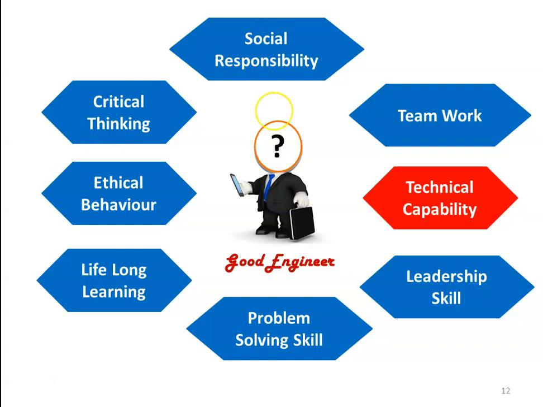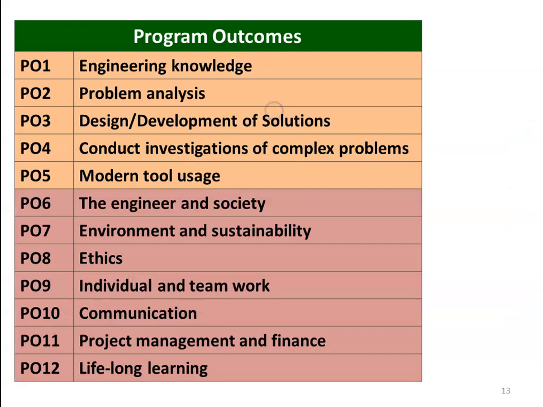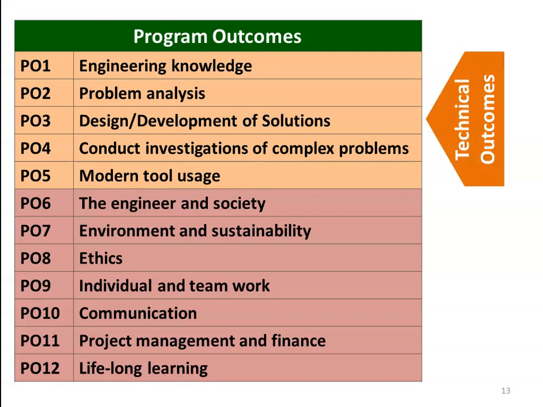All the parameters or attributes are included in the form of program outcomes. There are 12 program outcomes: engineering knowledge, problem analysis, design and development of solutions, conduct investigation of complex problems, modern tool usage, the engineer and the society, environment and sustainability, ethics, individual and teamwork, communication, project management and finance, and lifelong learning. These are all the 12 program outcomes. When we impart the knowledge of the 12 program outcomes, if the student exhibits the talent on them, they will be quality engineers after 4 years of graduation, and very much suitable for the industrial requirement today.